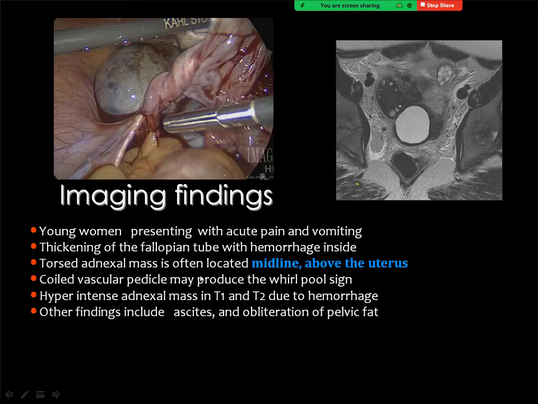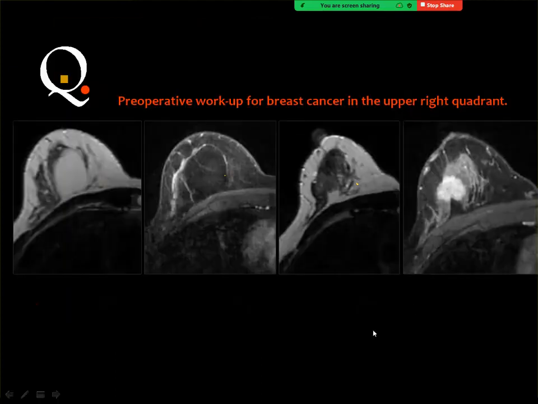The common presentation is acute pelvic pain, sometimes with vomiting. You may get hemorrhage inside the fallopian tube. The torsed ovary is rotated and becomes midline above the uterus. It may be congested with blood signal, which may show high signal in the T1, and according to the stage of blood, it may appear like this, which is very dark, and the follicles are seen against the dark background. This is the normal left ovary.